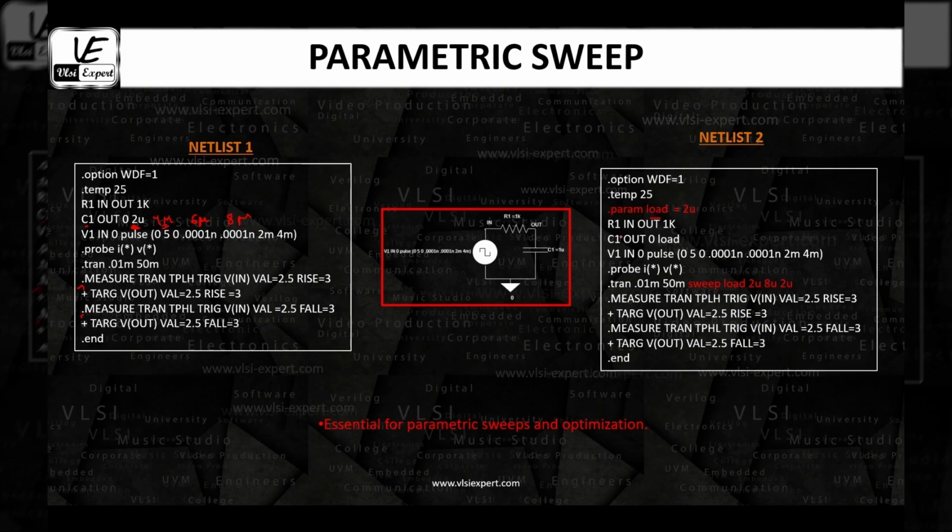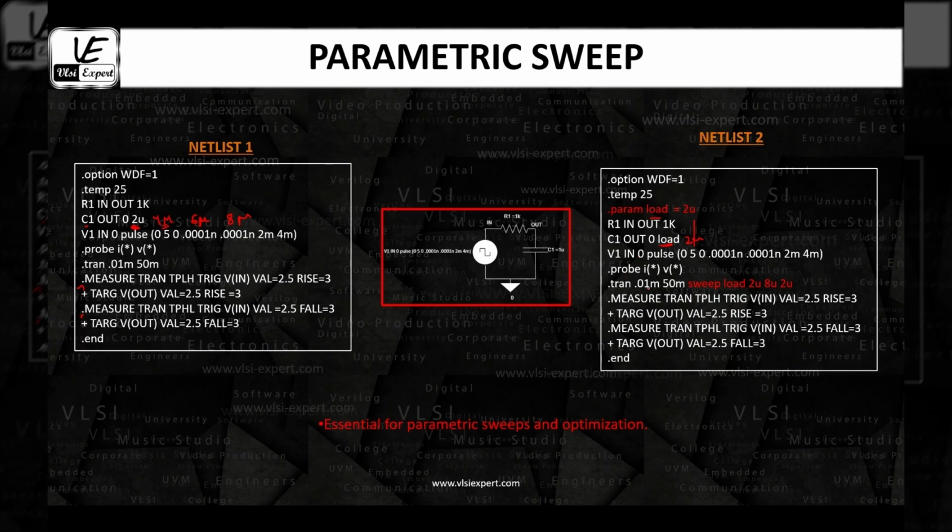Now in this netlist, I'm replacing my capacitor here. So for this capacitor, the value will be taken from this variable value. Now the variable value is 2 micron, so it will keep it 2 micron. Okay, it will run further.